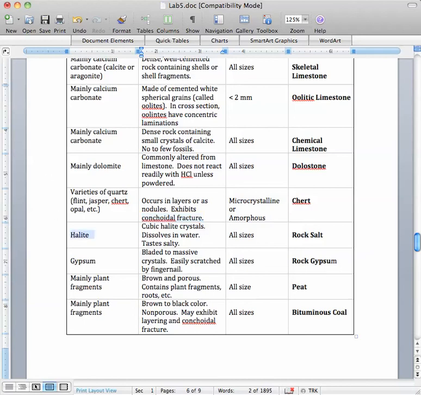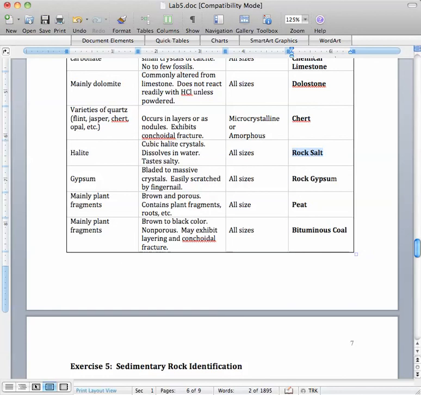Okay. If you have a rock that's made out of the mineral halite, it's going to be rock salt. This would be a sample that if you were to lick it, it's definitely going to taste salty, and it forms by the same precipitation that we saw with that chemical limestone. Gypsum is another mineral you might see. It's going to be soft enough that you can scratch it with your fingernails, and we would call it rock gypsum. Peat and bituminous coal are the two really organic samples that you'll see.